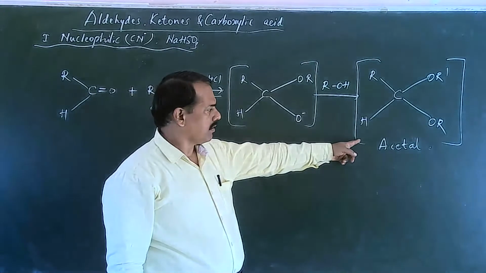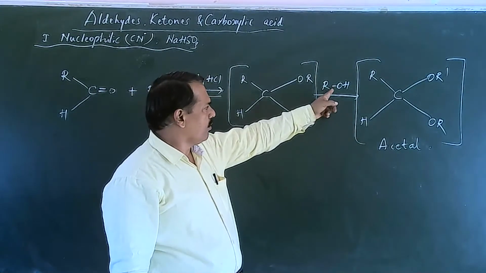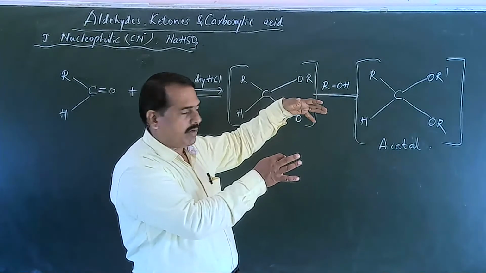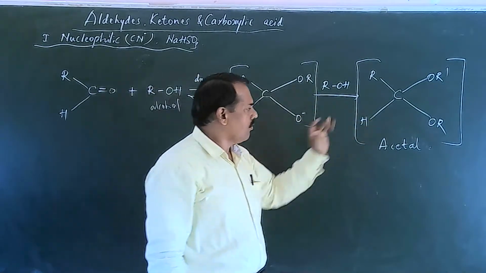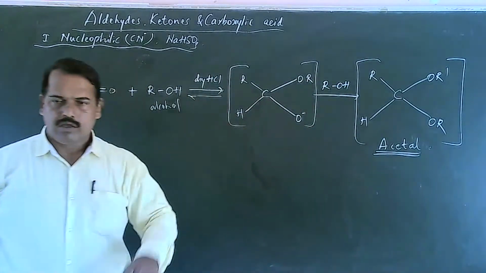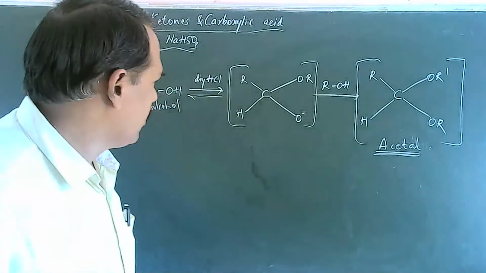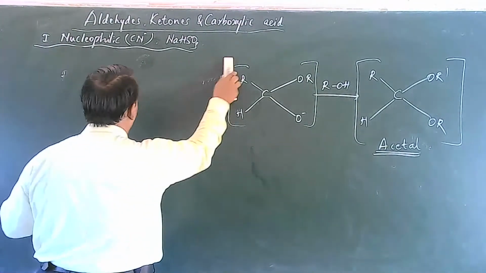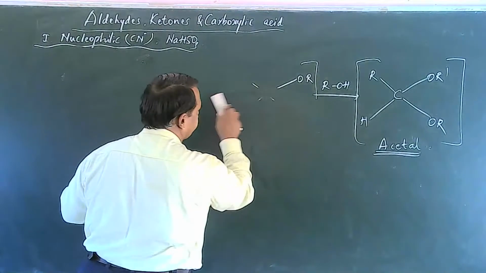So successively, two molecules of alcohol add on the carbonyl group, and we find the acetal. And we shall study the reaction with ethylene glycol.